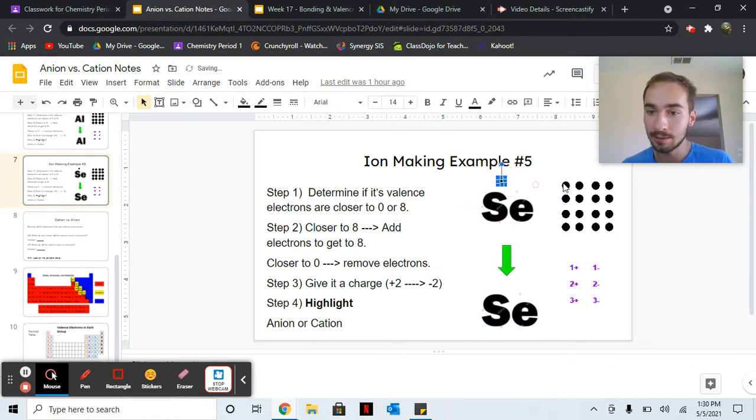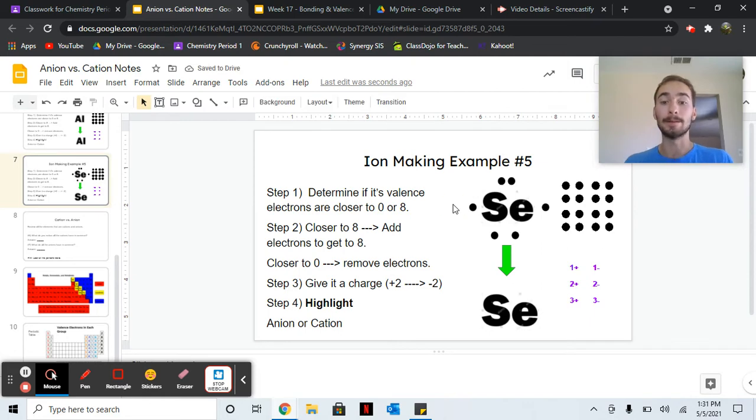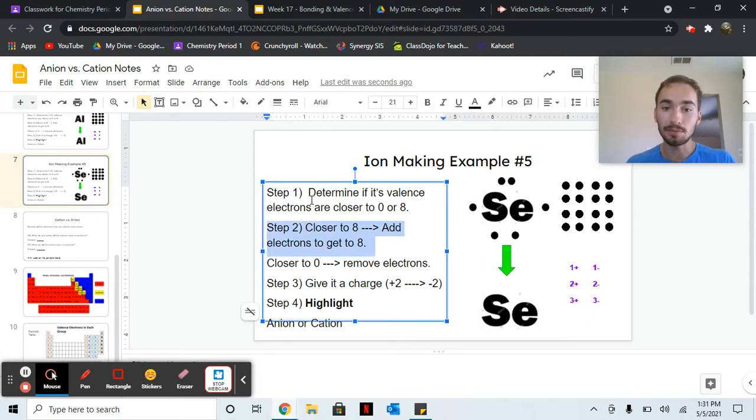So you're going to add 6 valence electrons to the first selenium, the one on top. That should be 2, 3, 4, 5, 6. Okay. Next, determine if it's closer to 0 or 8. 6 is closer to 8.